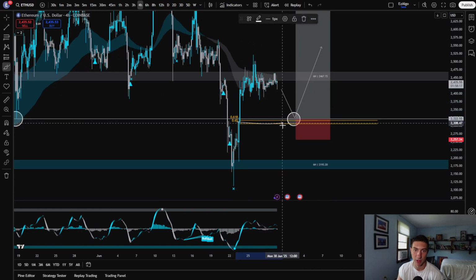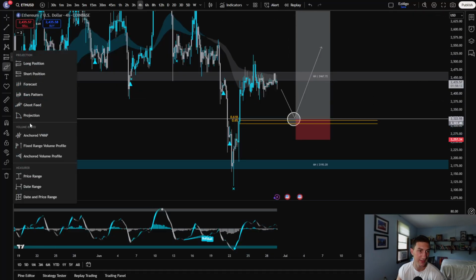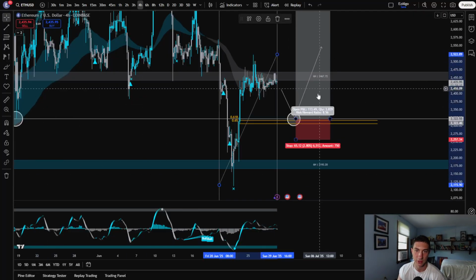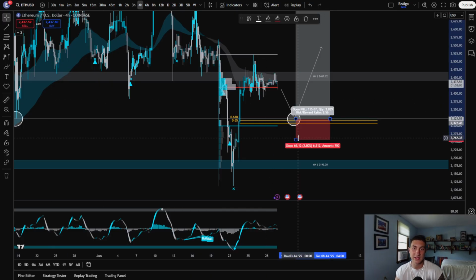We also have some order blocks here that we can tap into. So there actually are a decent amount of confluences here at this level for Ethereum. Let's get our fixed range volume profile. We also have our value area low on the fixed range volume profile. So this is a really good trade, guys.